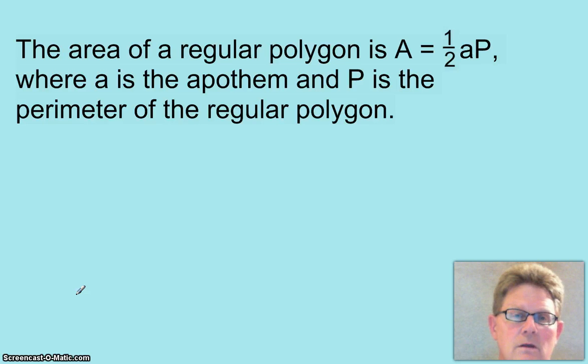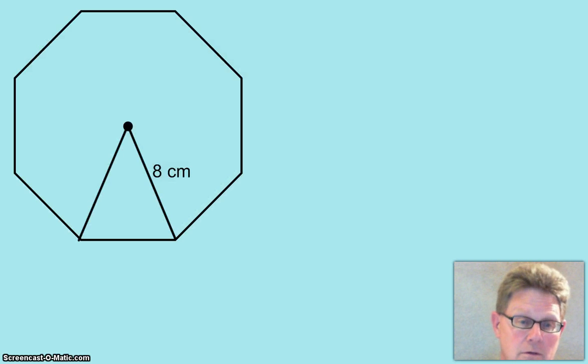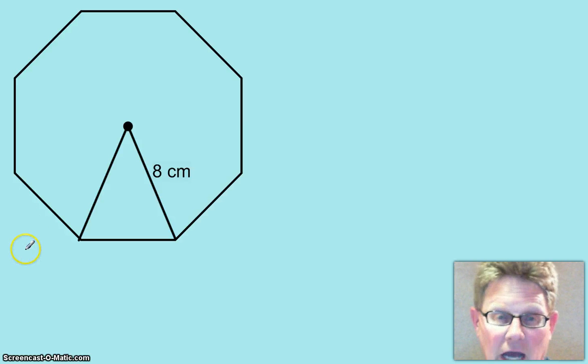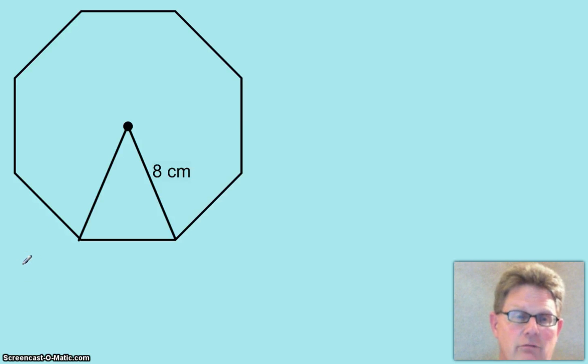So, the area of a regular polygon is A equals 1/2 AP, where A is the apothem and P is the perimeter of the regular polygon. So, here we go. I have a regular octagon ready to go for you guys. And I've given you the radius.